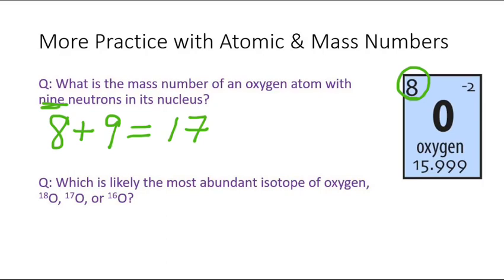We need to go back to the periodic table and look at the atomic weight. It's 15.999. This is the weighted average of the different isotopes of oxygen according to their abundance. Obviously, this number is very close to 16, and because it's close to 16, I would suggest that most likely the most abundant form of oxygen is oxygen 16.